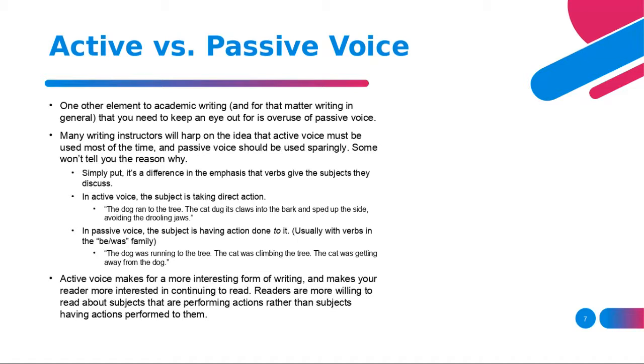However, in passive voice, the subject is having action done to it, usually with verbs in the be family. So be, is, was. To use my examples, the dog was running to the tree. The cat was climbing the tree. The cat was getting away from the dog. All three of those are passive voice. All three of those sentences sound exceedingly dull, like something that came out of a child's textbook.